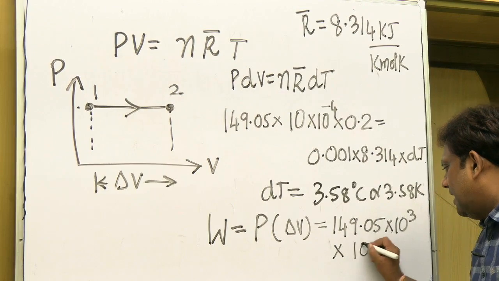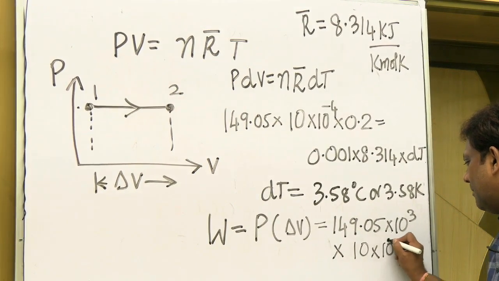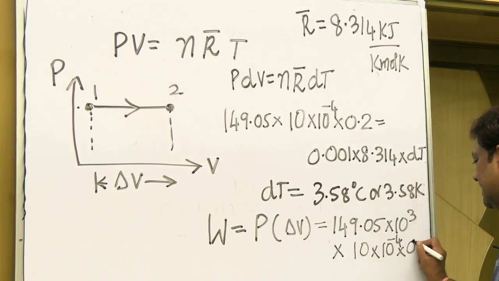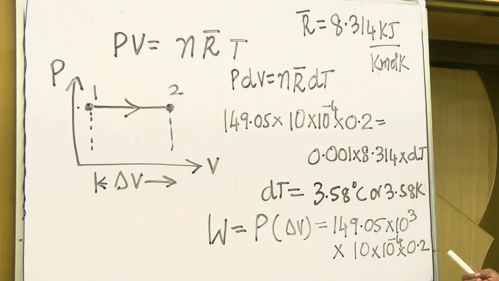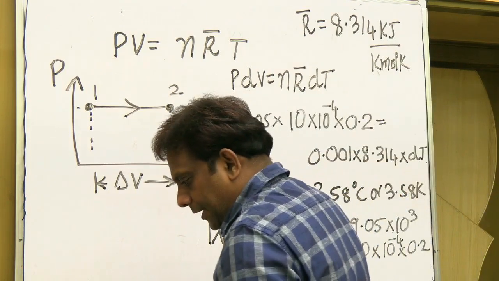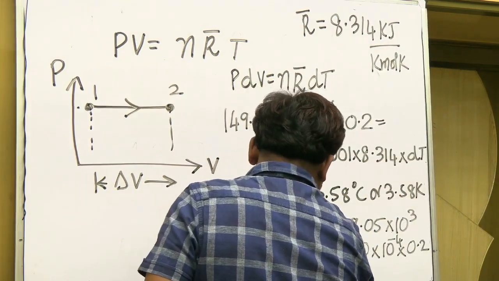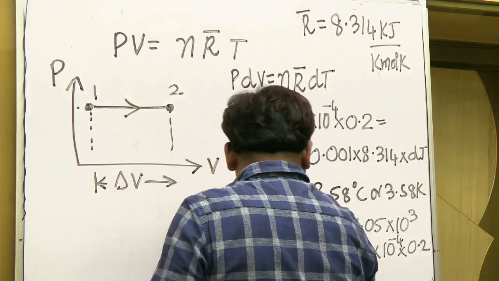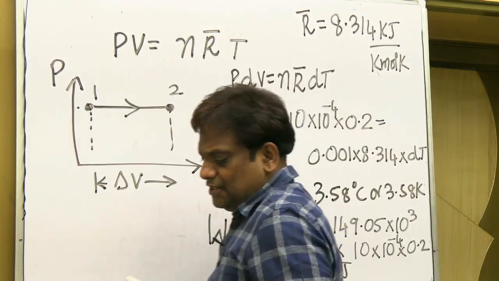What is the change in area? 10 centimeter square means 10 power minus 4. And the length is 20 centimeter, that is 0.2. So therefore, you are getting this as 149.05 into 0.2, and you should get this as 29.81 joule. This is a wonderful question, my dear students.